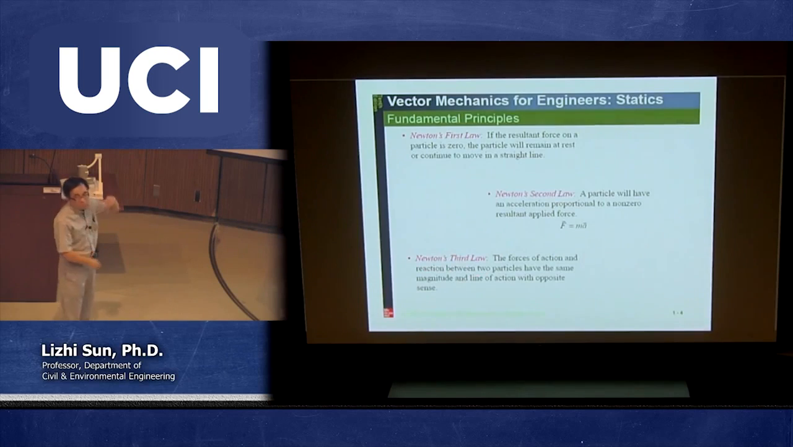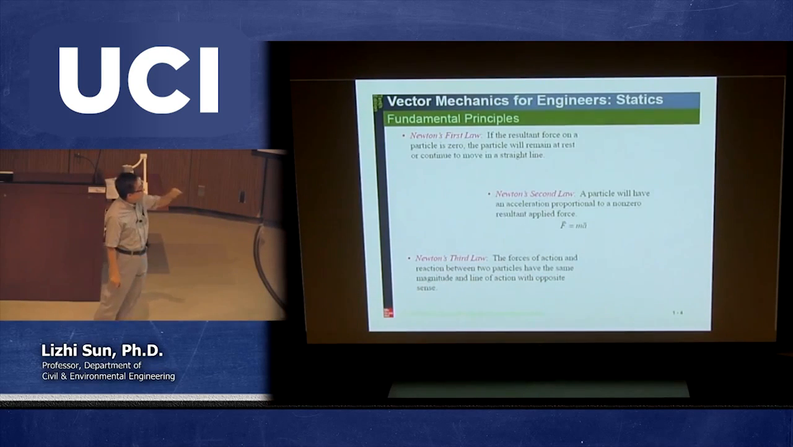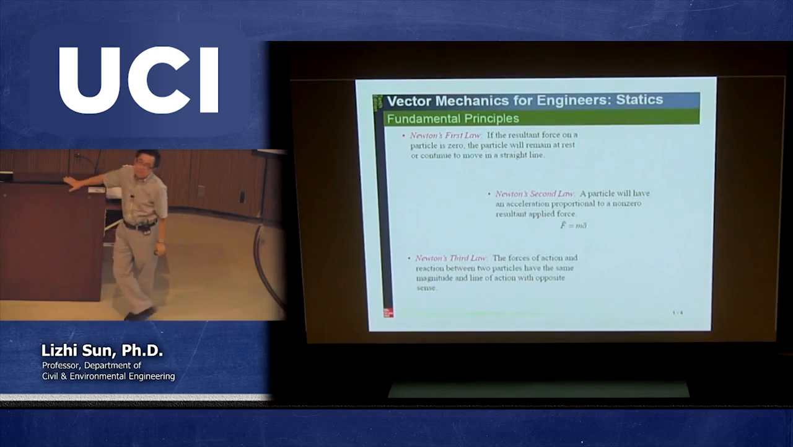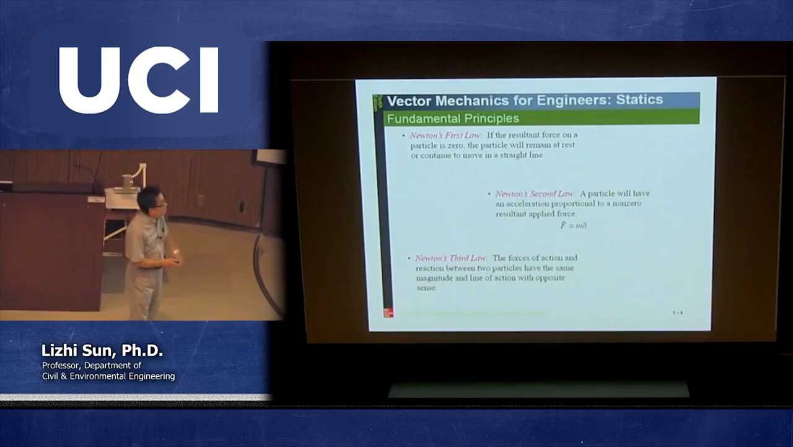Newton's third law is something we want to use as well in this class. The forces of action and reaction between 2 particles have the same magnitude and line of action, but with opposite sense. The direction is different, the opposite. So in other words, when I apply a force on this point, then this point on this wooden object gives me a reaction. The same magnitude, but in a different, opposite direction. That's Newton's third law, which we're going to talk about as well in a 3-dimensional setting.